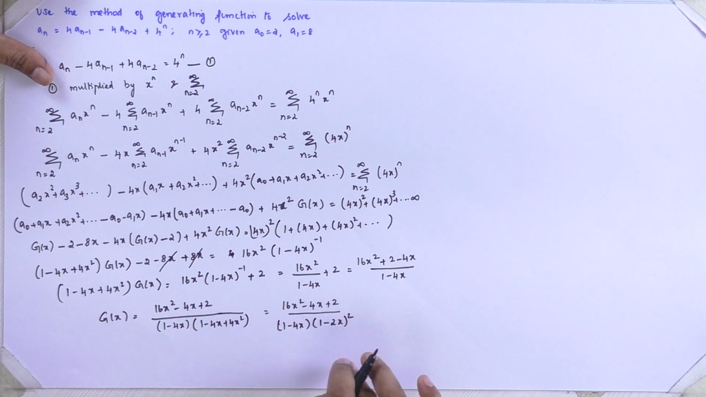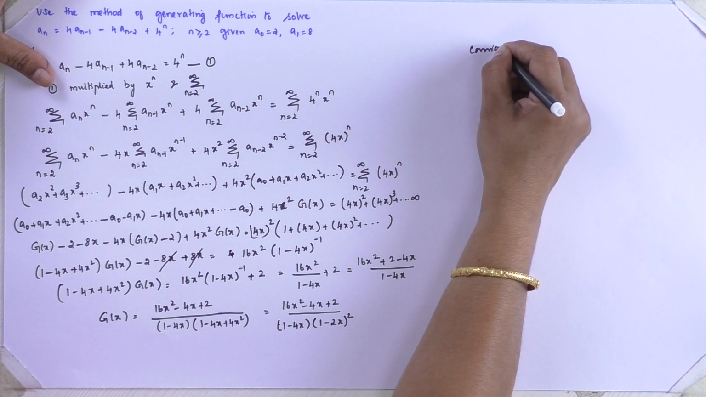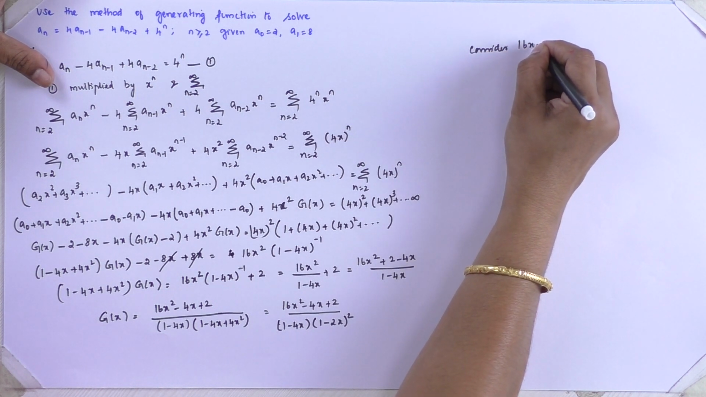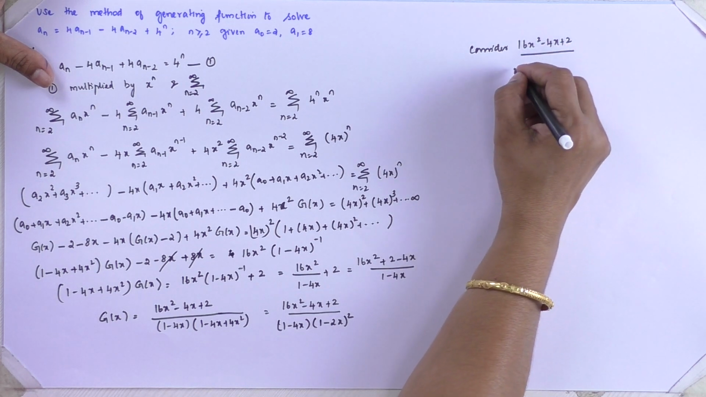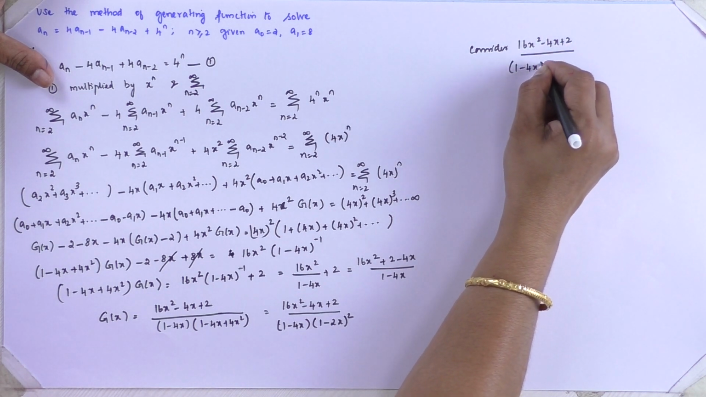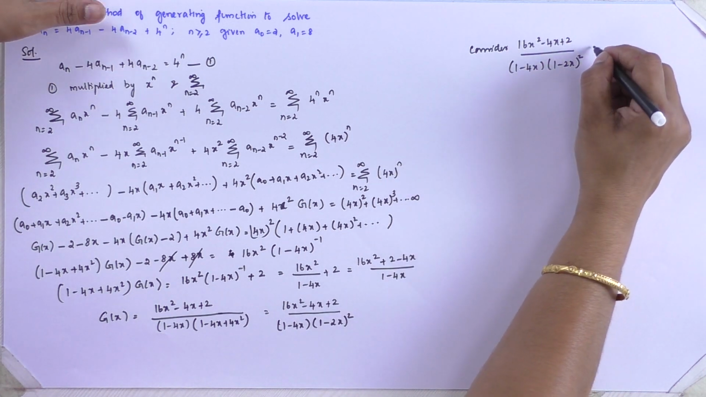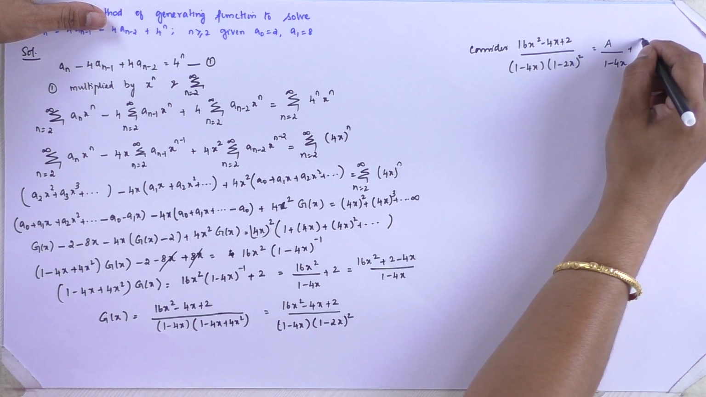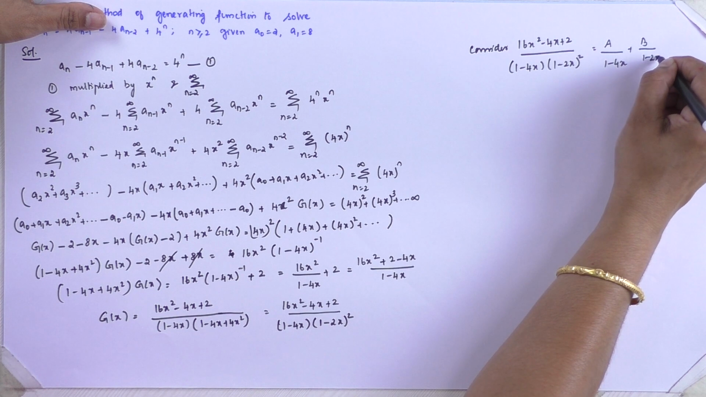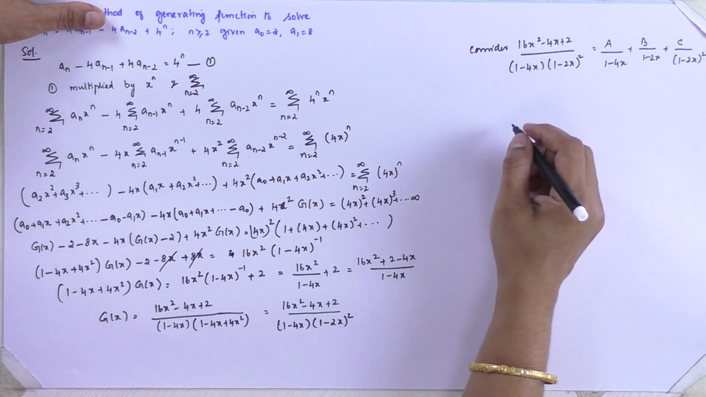Fine. So now for this I will have to undergo the partial fraction. So for partial fraction we will consider the term here, 16x square minus 4x plus 2 divided by (1 minus 4x) into (1 minus 2x) the whole square. So that is equal to a by (1 minus 4x) plus b by (1 minus 2x) plus c by (1 minus 2x) the whole square.